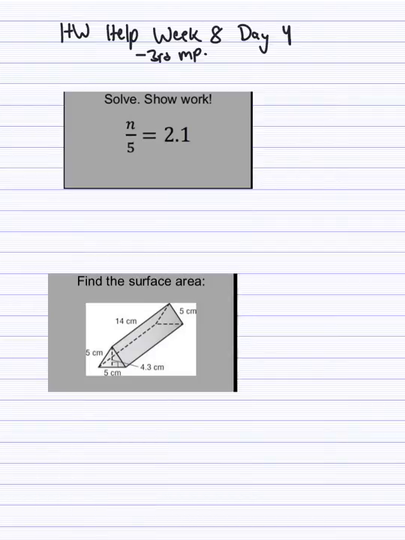All right, it's homework help, week 8, day 4, and we're going to start by solving this equation and showing your algebra work. So, first off, it's n divided by 5 equals 21.